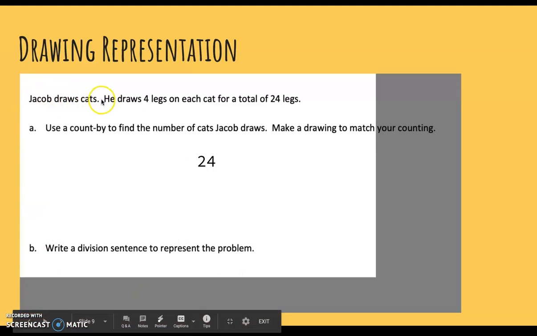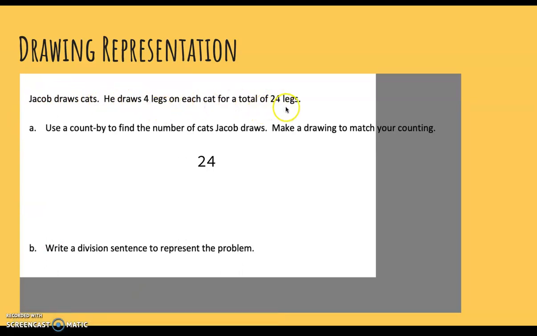Jacob draws cats. He draws 4 legs on each cat for a total of 24 legs. And here it says, use a count-by to find the number of cats Jacob draws and make a drawing to match your counting. So let's do a count-by 4. 4, 8, 12, 16, 20, 24.